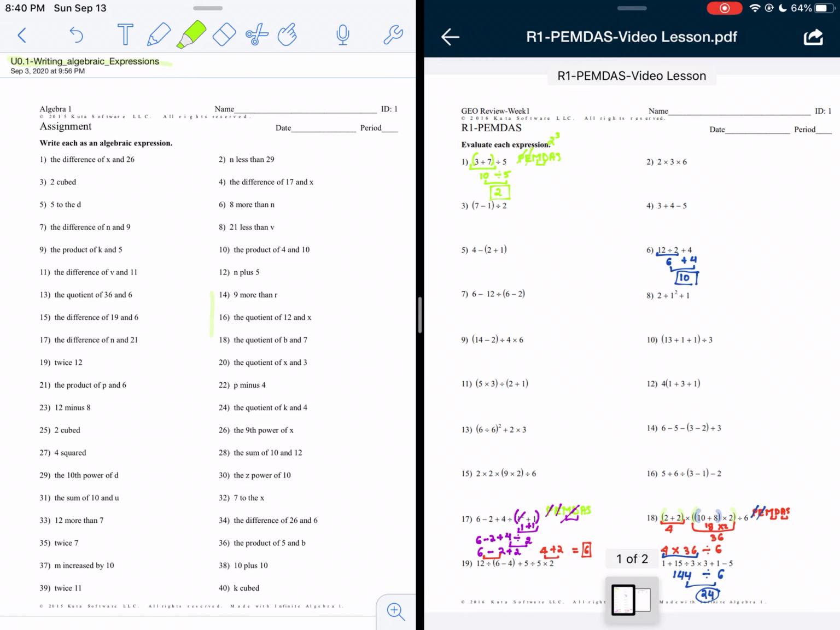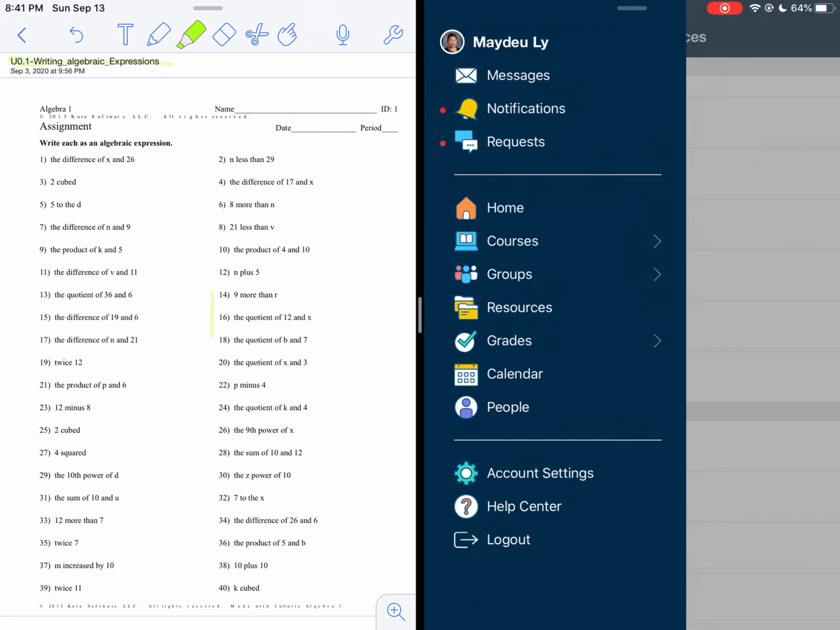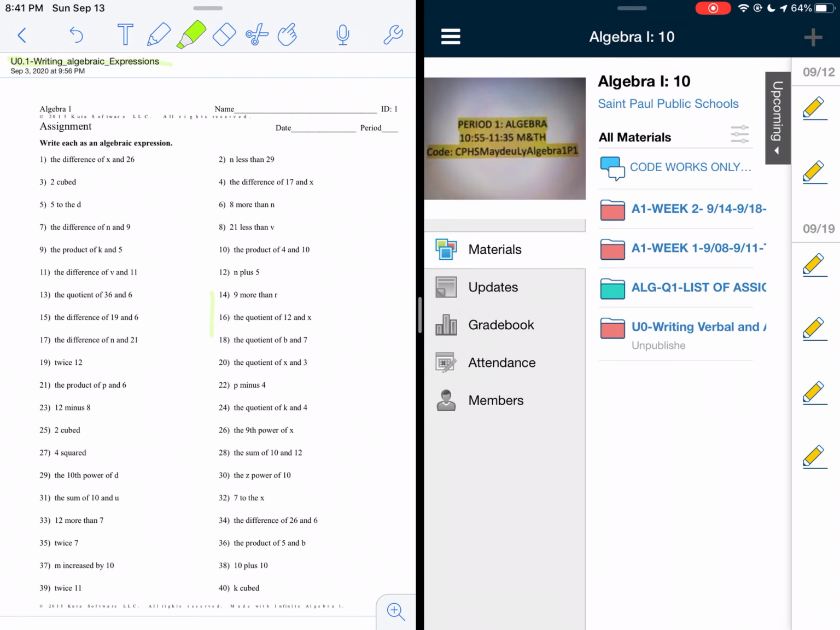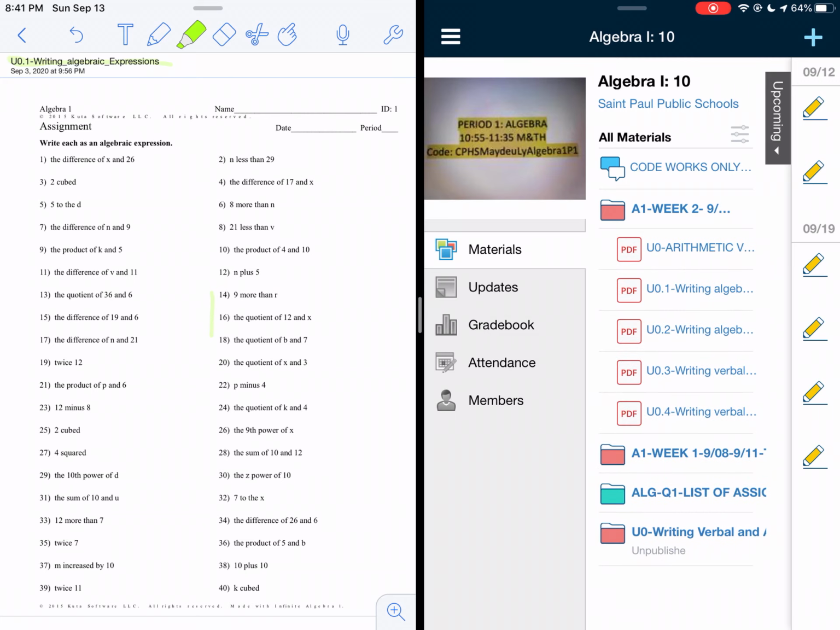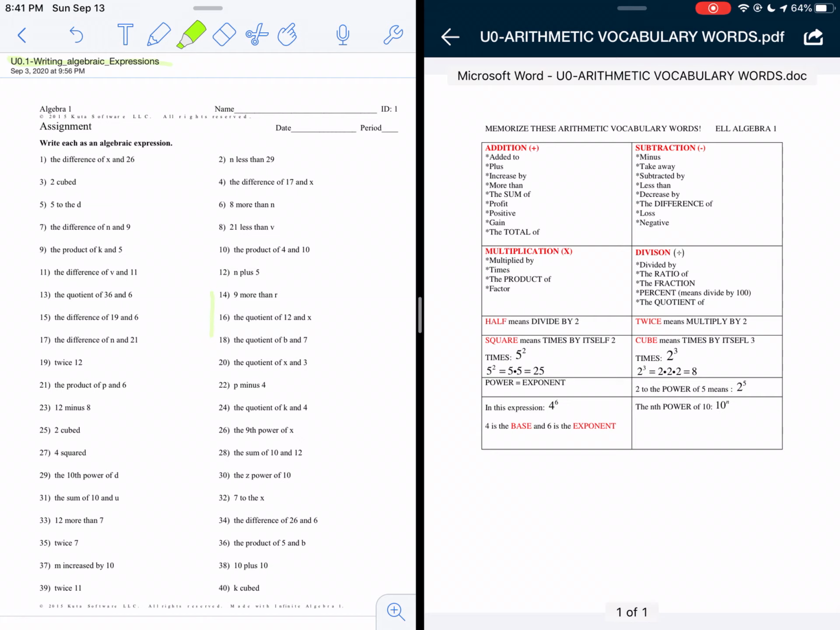So now I am going to go to my Schoology and go to my courses. I'm going to go to our class, go to week 2, and open the vocabulary sheet so that you have them right in front of you. And now we are going to show you how to do the work.